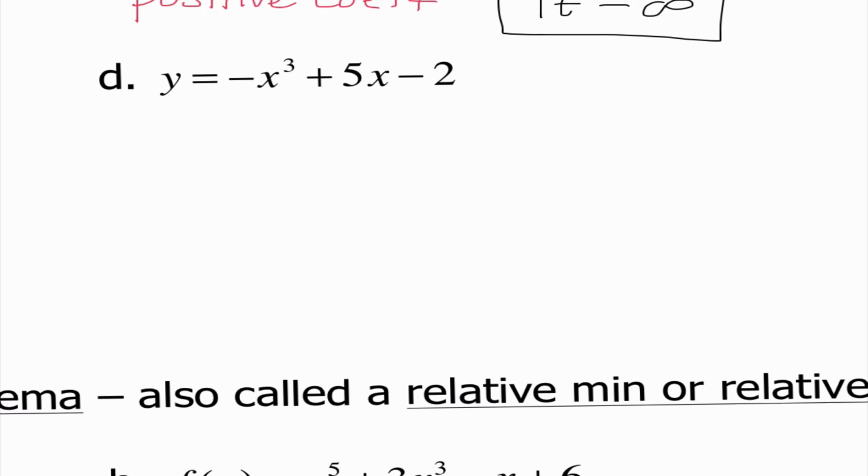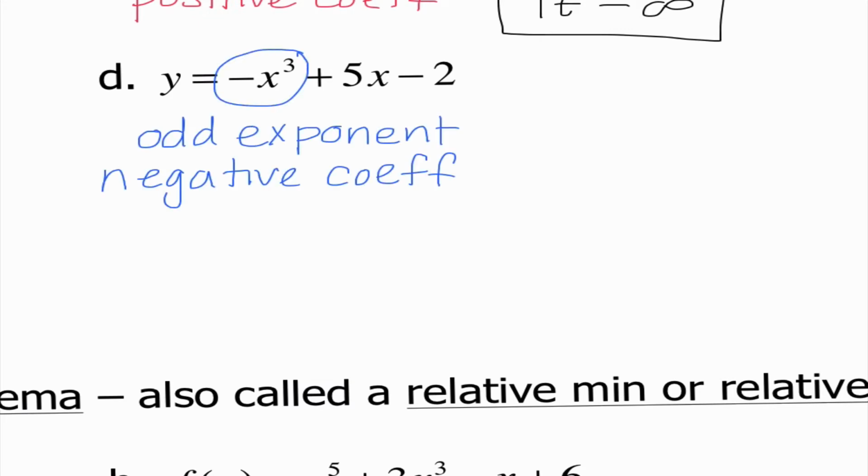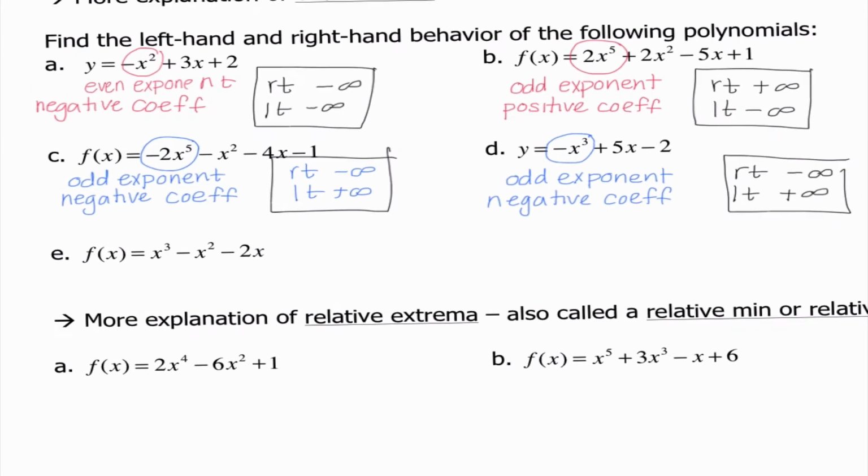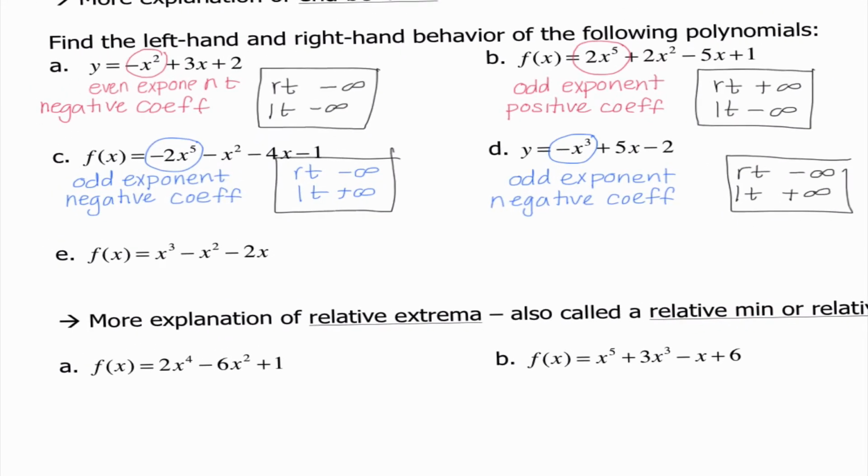D: y equals -x cubed plus 5x minus 2. Once again, I have an odd exponent and a negative coefficient. So I'm going to go ahead and say that to the right, it is going to -infinity, and to the left, it is going to +infinity. I just want to show us for a moment, for C and D, even though these functions will look very different from one another, their end behavior is the same because our leading term has the same type of exponent, even or odd, and the same type of coefficient, in this case being negative.